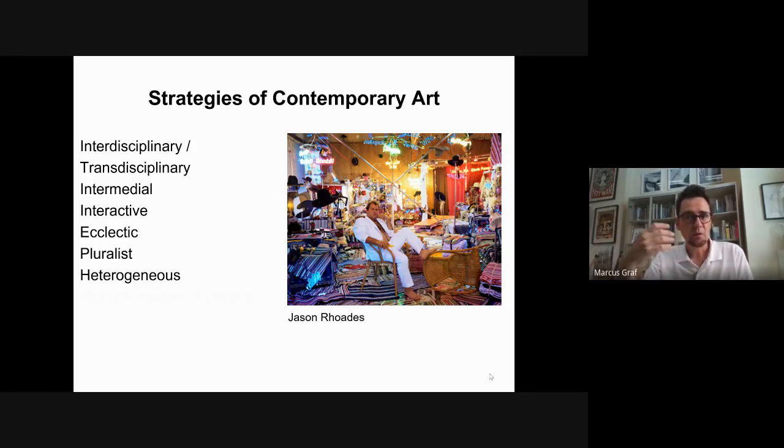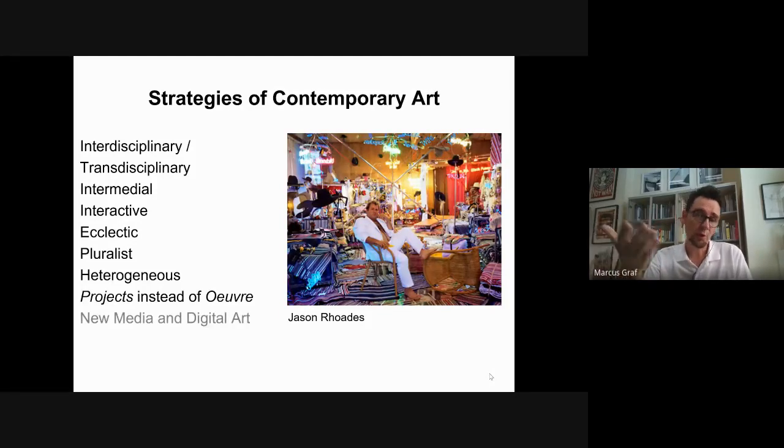Instead of oeuvres, instead of one coherent and linear body of work, today artists are often talking about projects having a different content. And according to the content, the artist is selecting the suitable aesthetic and the media. And that's why the artists are constantly changing between media, techniques, and aesthetics. So that's why we're talking about projects. And obviously, our contemporary life is highly shaped by digital media, lately social media, and this obviously had a high impact on the production of art.